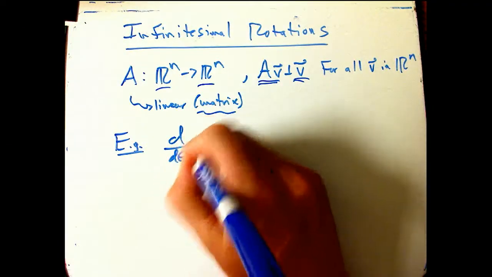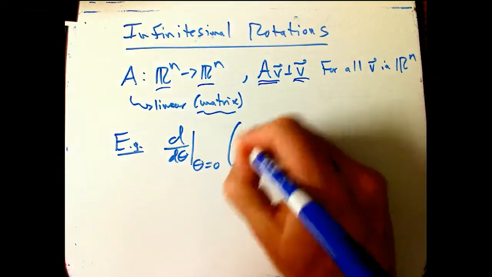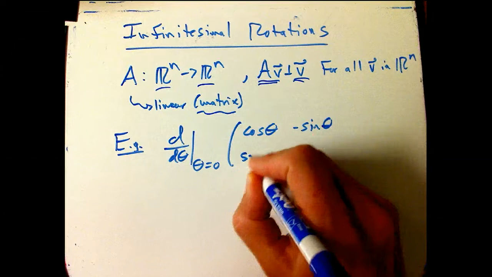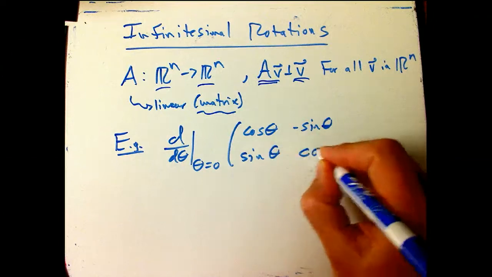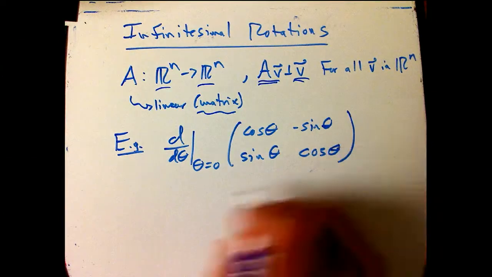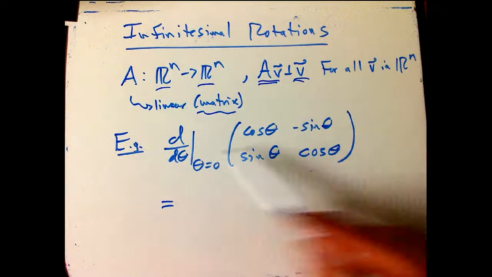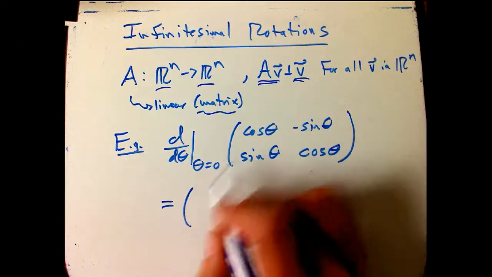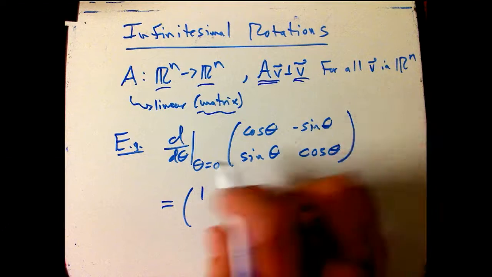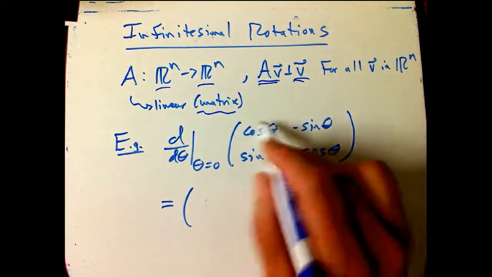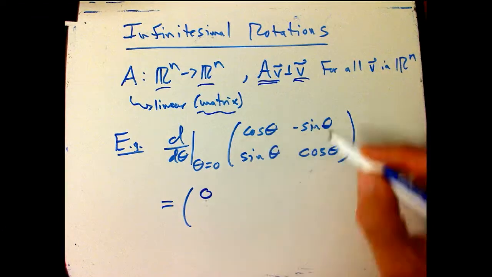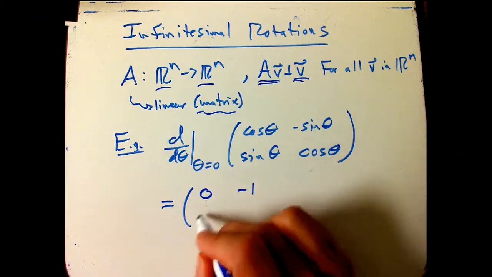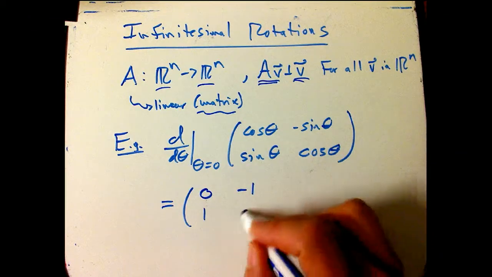I did already talk about how in 2 dimensions this is a rotation by theta. It's very easy to take the derivative of that. Taking the derivative of a family of matrices, you just do it entry by entry. Derivative of cosine is 1. Derivative of cosine is sine, which is 0. Derivative of minus sine is minus cosine, that evaluates to minus 1. Derivative of sine is cosine, which is 1. And derivative of cosine is sine, which is 0.